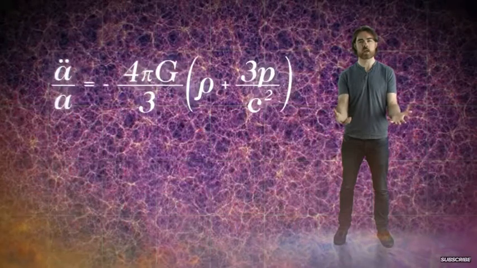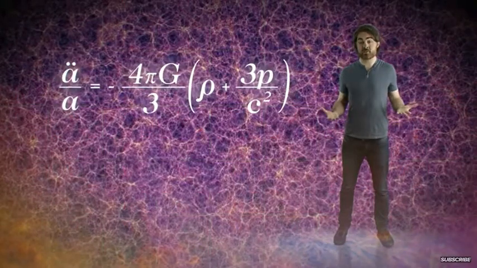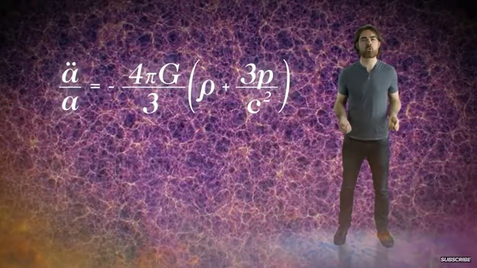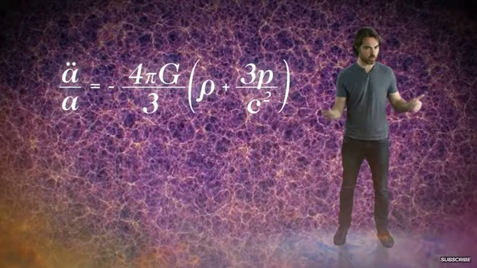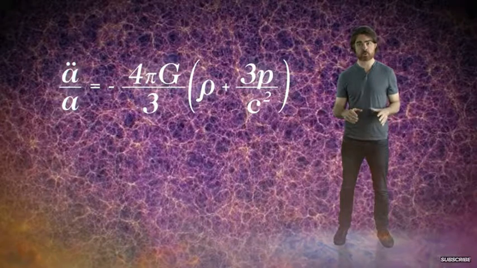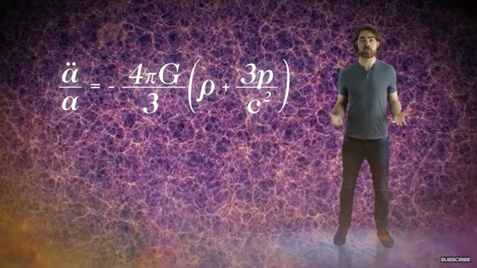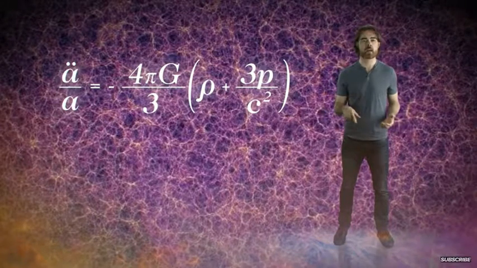So it looks like as long as there's anything in the universe whatsoever, that whole right side is negative. So acceleration will always be inwards. In other words, gravity is always attractive. What goes up must come down. Described this way, the universe is never static. It's either expanding and slowing down, or contracting and speeding up.